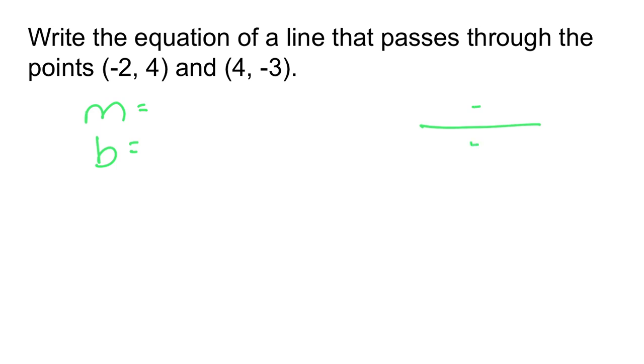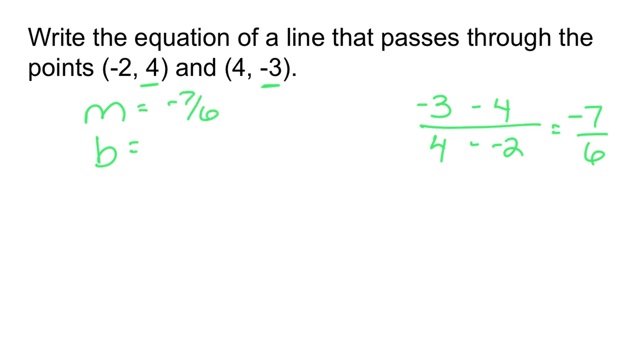So since I have points, I'm going to use the formula. Y's are on top, x's are on the bottom. So negative 3 minus 4, and then on the bottom, 4 minus negative 2. And I end up with negative 7 over 6. That does not reduce, and that comes out to be kind of a weird-looking decimal. So we're going to leave it like that, negative 7 over 6.